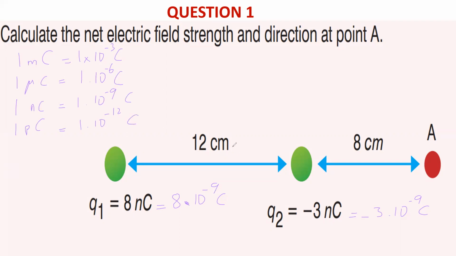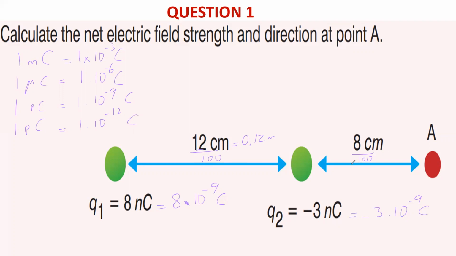And then the unit of distance is always meter. So 12 centimeters is equal to 0.12 meters, divided by 100, as you know. So this one also, divide by 100. So this is our question. And then these are just the points we have to remember for this question.